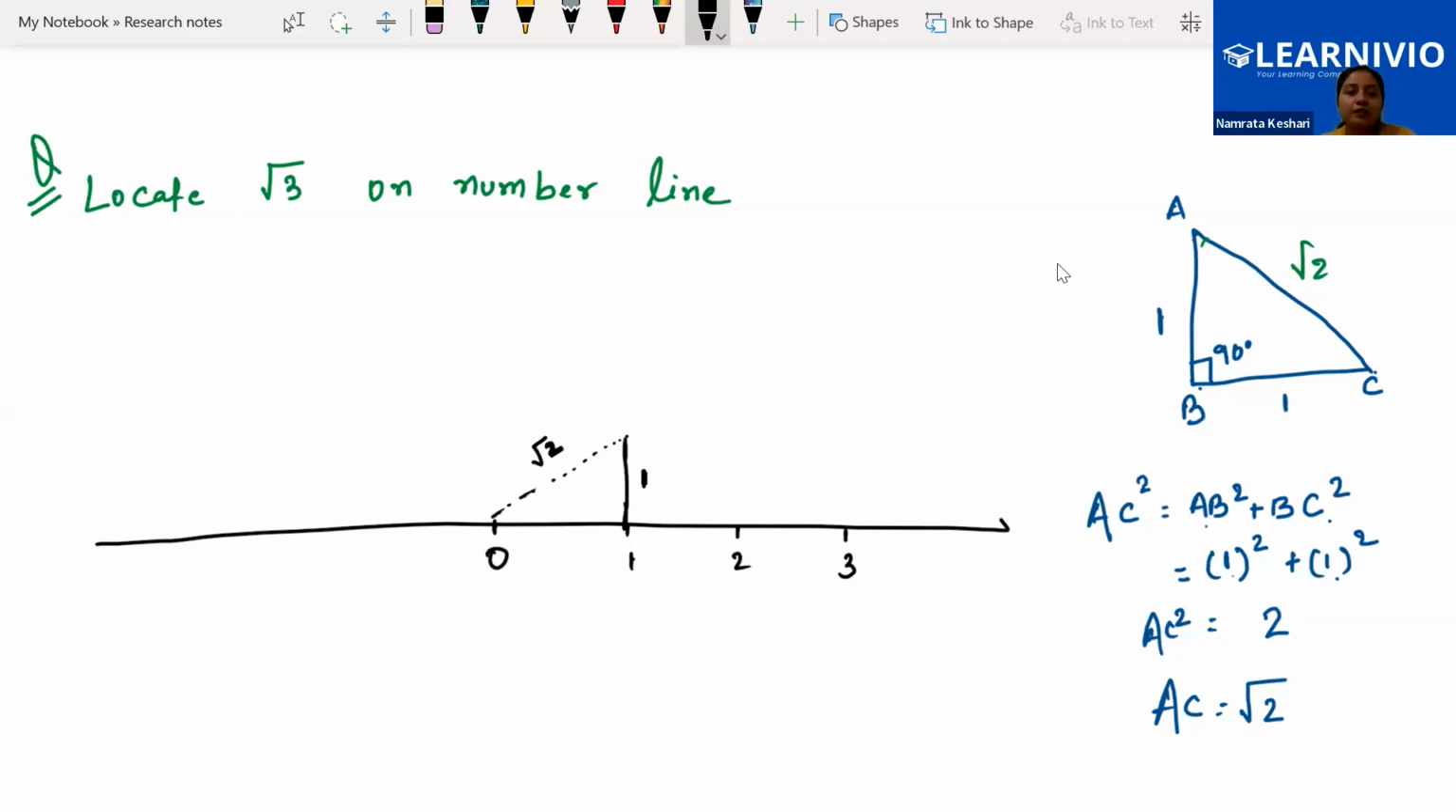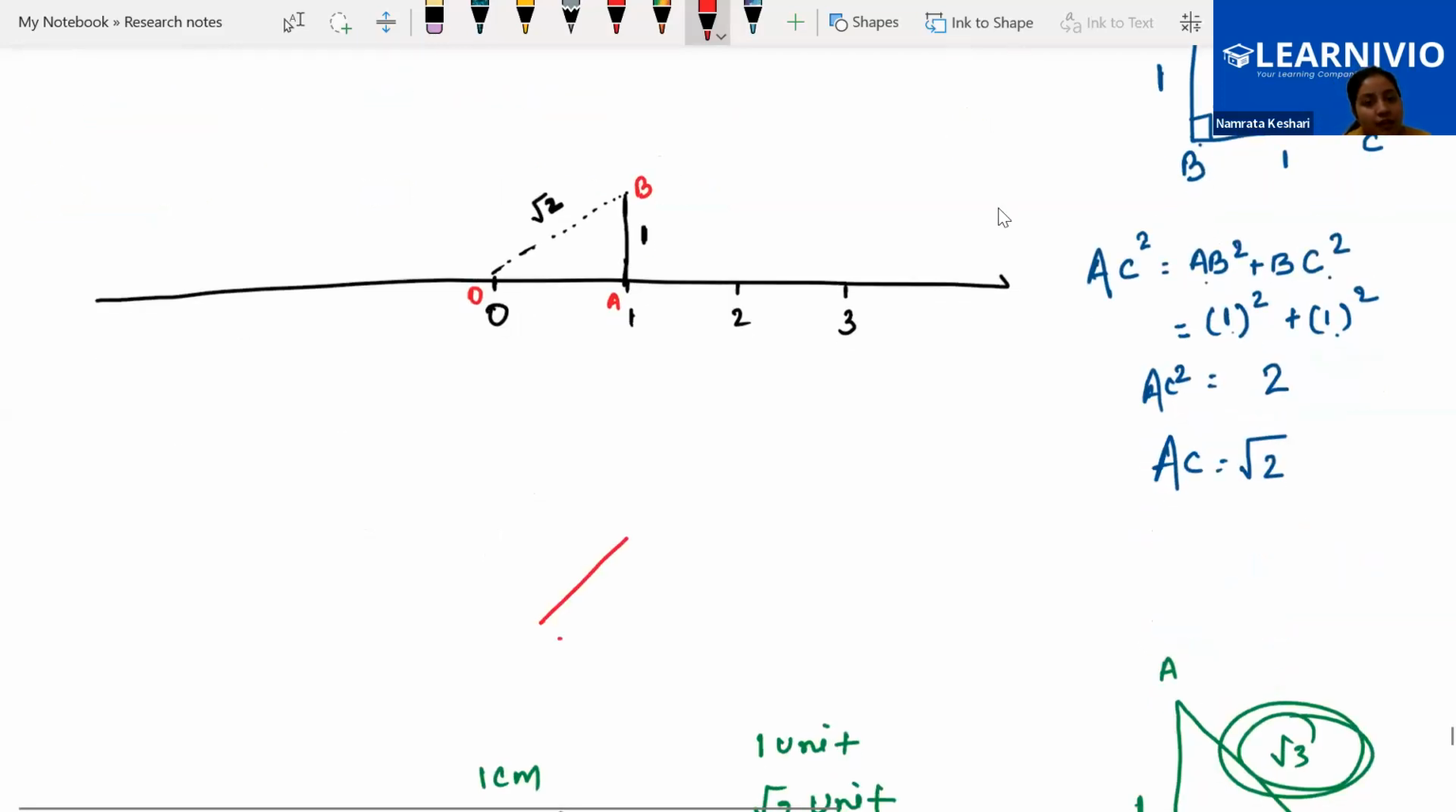Now we have to locate root 3. On this diagram only we will be able to locate root 3. For locating root 3, what do we need? In our triangle, we need one side as root 2 and another side as 1. This will give root 3 as the hypotenuse. So what are we going to do? Now we have O, A, B. Now we have OB as a base. Just see OB as a base, which is of root 2.